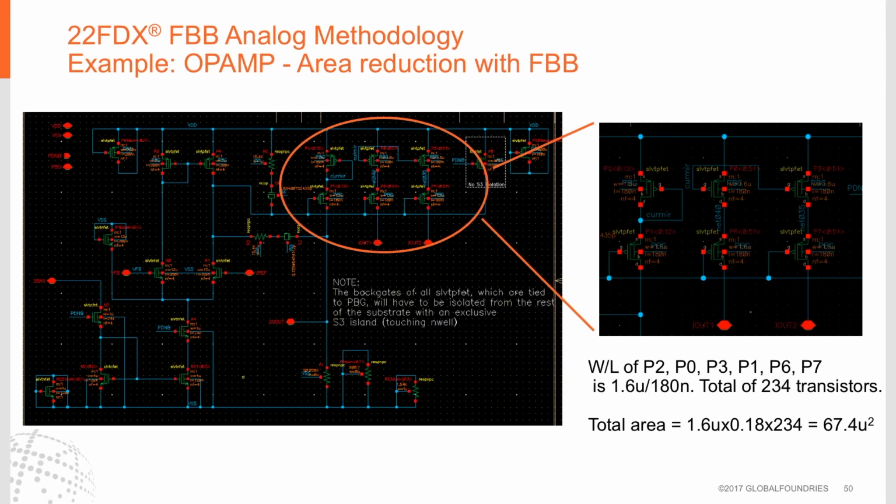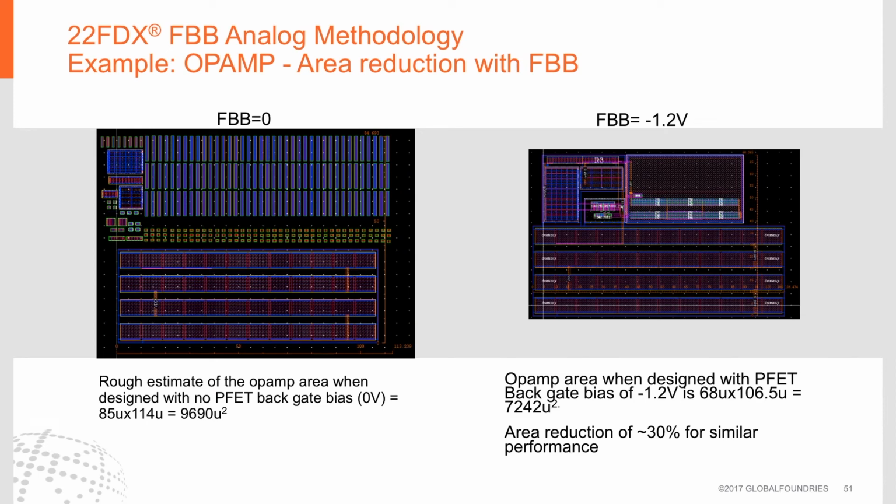In this example, we used forward backgate biasing to reduce the area of an op-amp that was fairly area intensive. The area in orange was selected for reduction, with no forward back bias applied on the left, and with a forward back bias of minus 1.2 volts applied to the PFETs on the right, we see an area reduction of approximately 30%, and the performance remains similar. The area shown on the left was this op-amp with no forward back bias applied. The layout on the right shows the same op-amp with a minus 1.2 volts back bias applied.